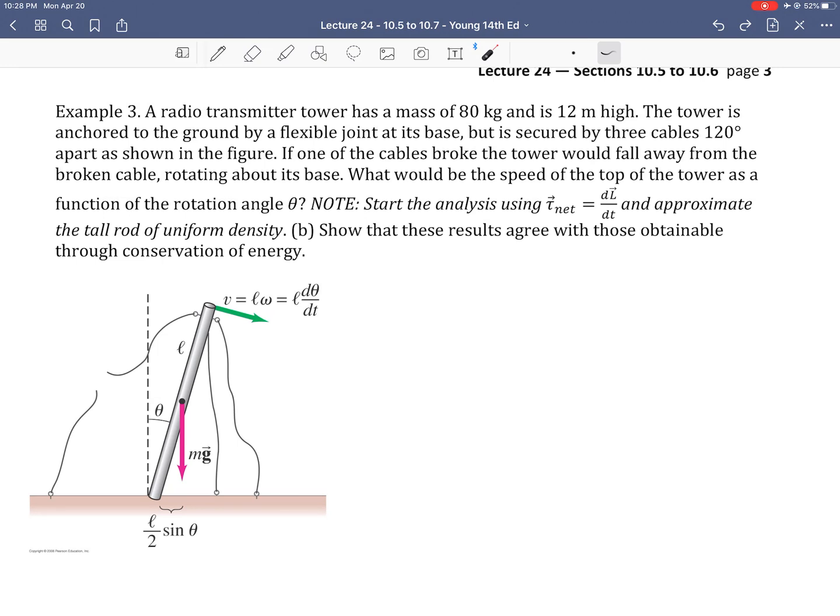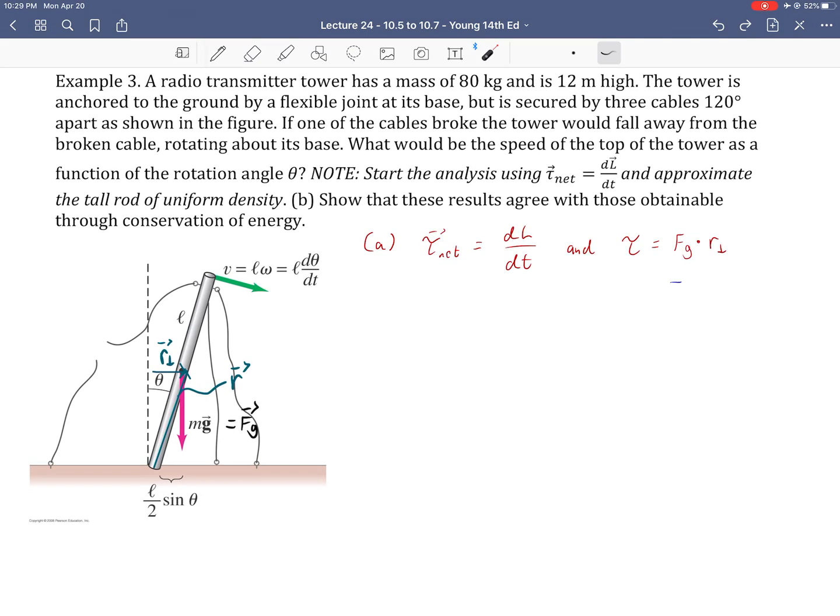What would be the speed at the top of the tower as a function of the rotation angle, theta? Note, start the analysis using the definition of torque, using Newton's second law, and approximate the tall rod as uniform density. There we go. That's kind of part A. I didn't put an A in there. That part right here, that would be A. And then part B, show that these results agree with those obtained using conservation of energy.